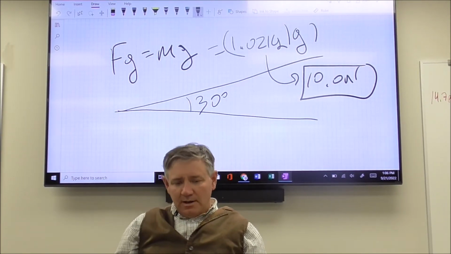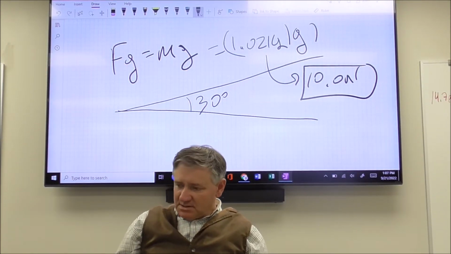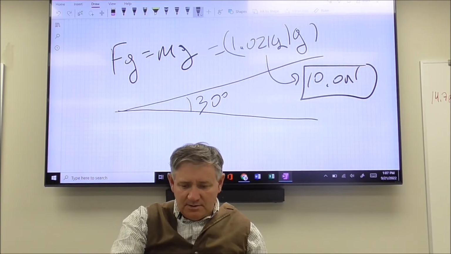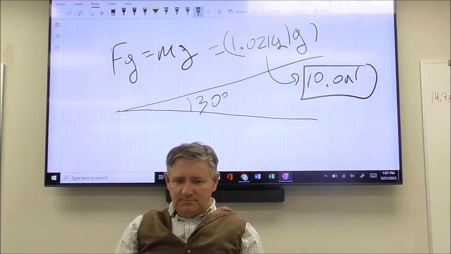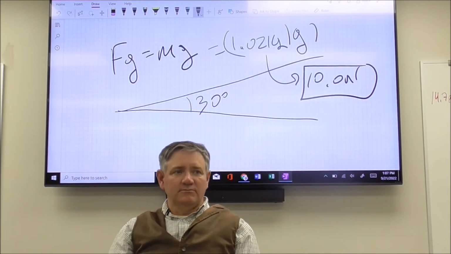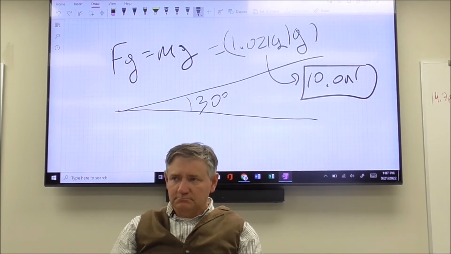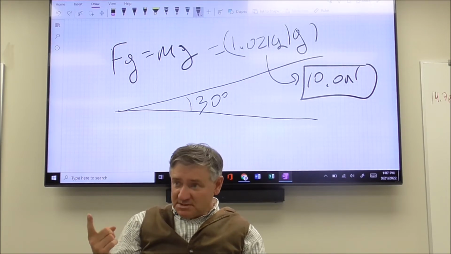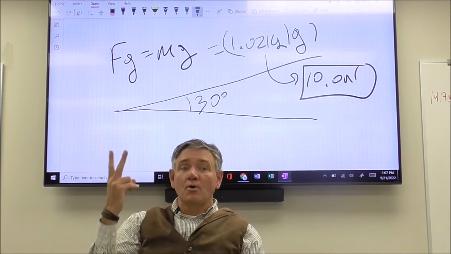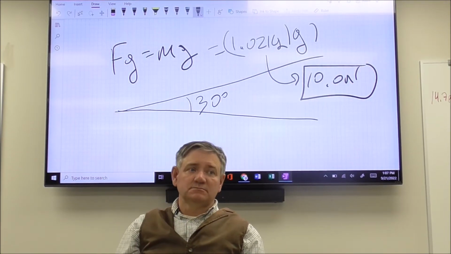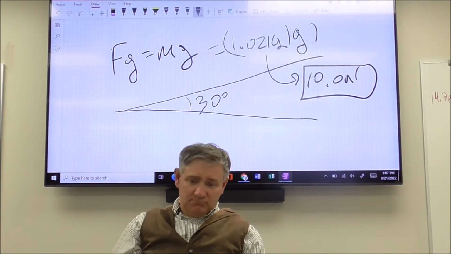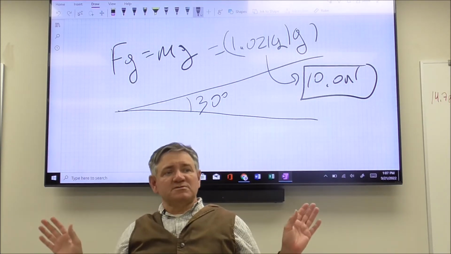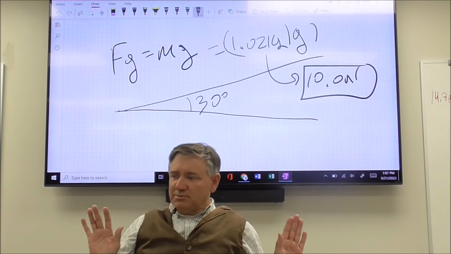Now, here's the situation. If I take this cart and put it on a flat surface, it doesn't accelerate. Why? One of two reasons: either there are no forces acting on it at all, or the forces are balanced. Yeah, there's gravity pulling down, you've got the normal force from the table, all the forces are balanced. Simple as that.